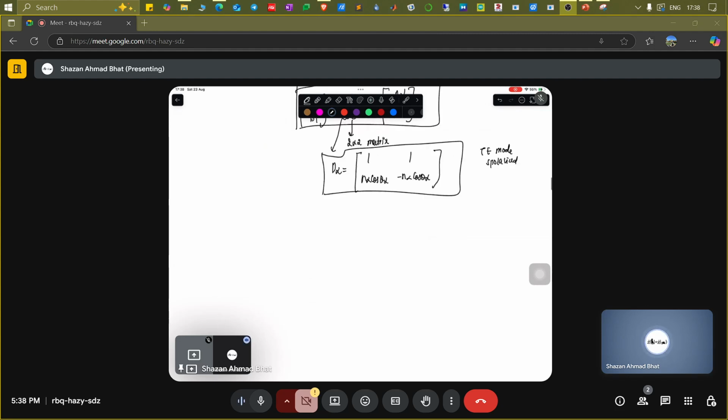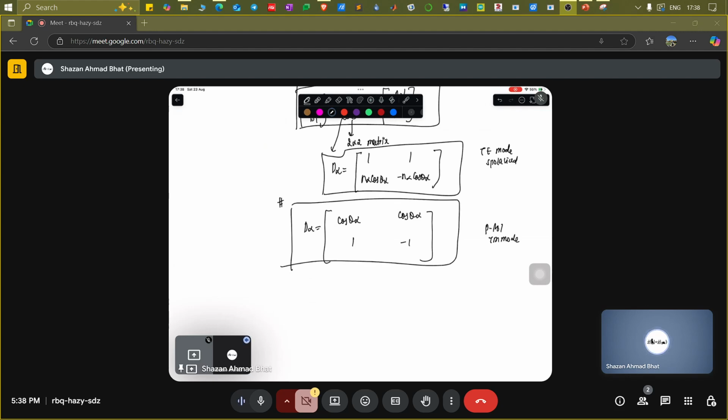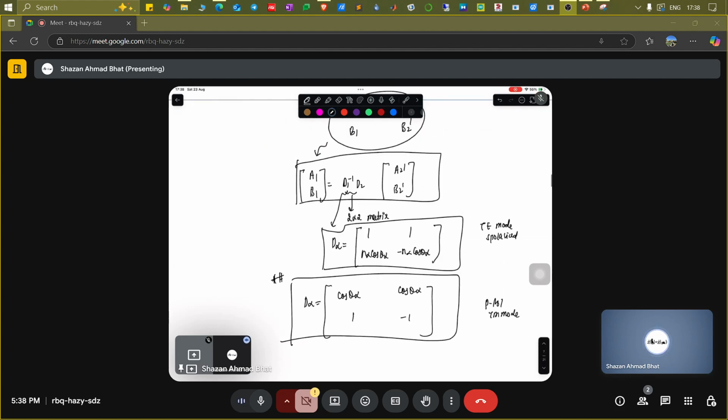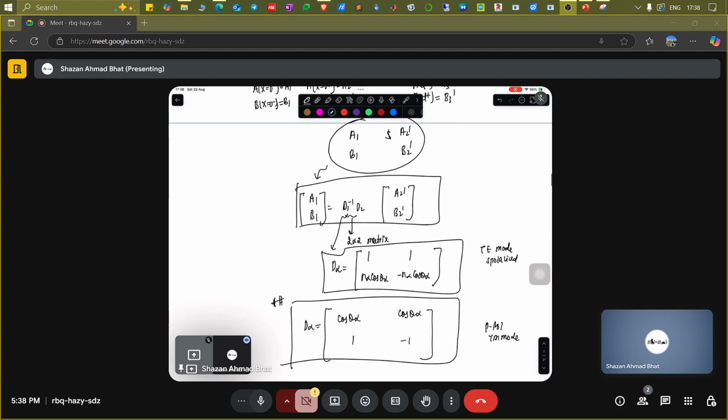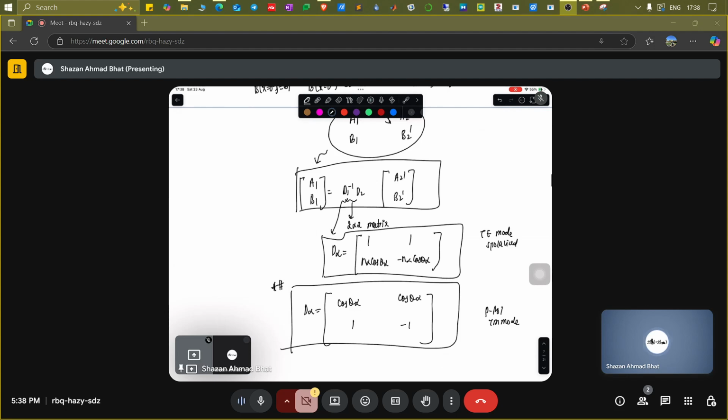If you have a P polarized wave, or a TM mode, then the D alpha matrix becomes something like cos theta alpha, 1, minus 1. So this is the exact scenario. Now I don't want to go into the derivation of it. You can follow any of the textbooks to understand. So now you only have to understand and get these particular D matrices.